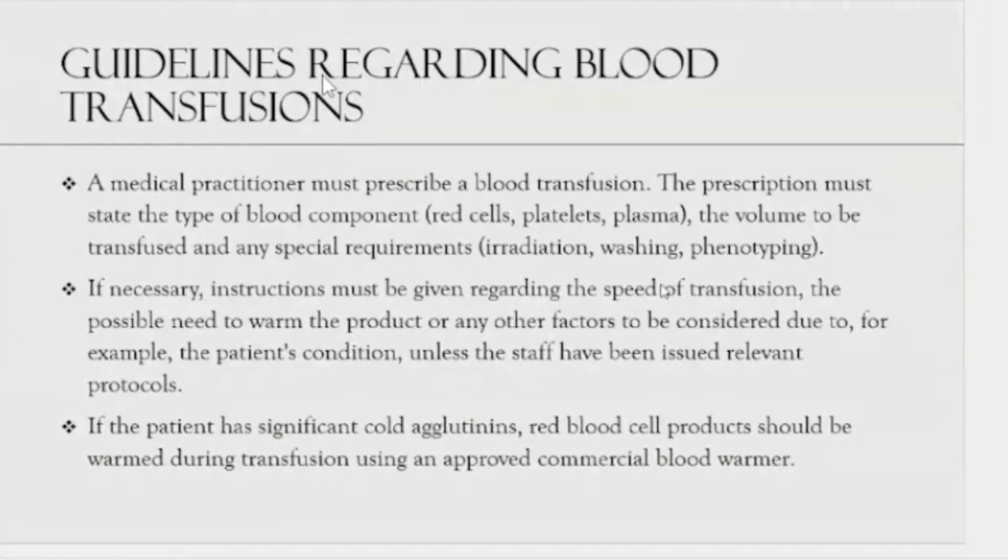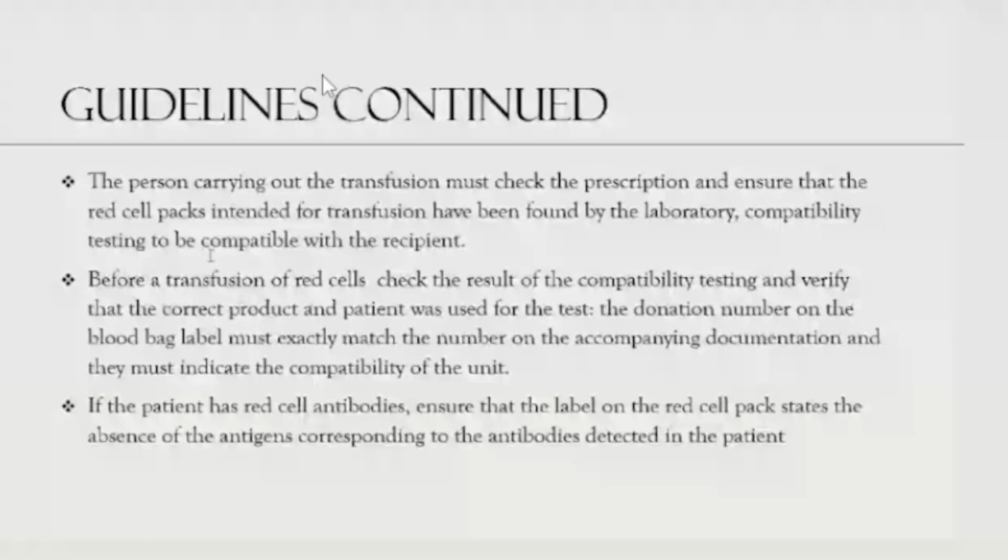As I said, rapid transfusion of blood all at once increases the risk of transfusion associated circulatory overload. To prevent that, we need to know what speed of transfusion we should give. Then the possible need to warm the products or any other factors to be considered, for example, the patient's condition, unless the staff has issued relevant protocols already. Then, if the patient has significant cold agglutinins, the red blood cells should be warmed during transfusion using an approved commercial blood warmer.